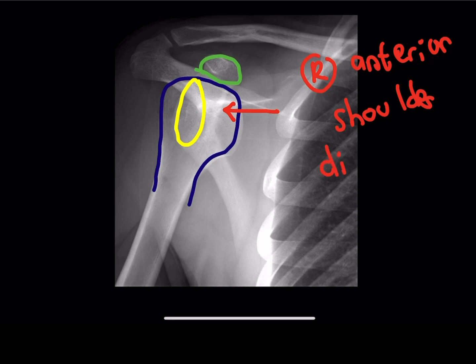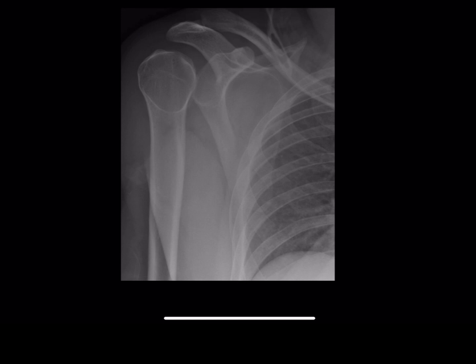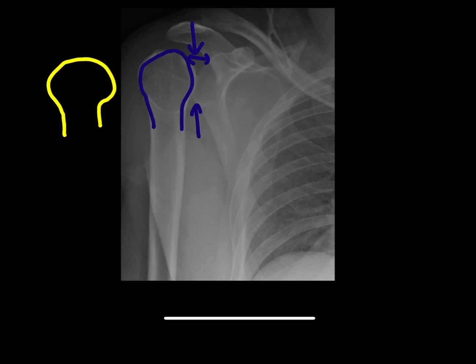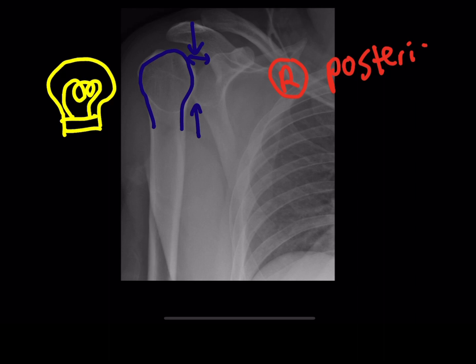This dislocation is usually associated with a Hill-Sachs defect or Bankart lesion, so don't forget to look for these abnormalities. Now we have a look at another shoulder radiograph. In this radiograph, we see that the glenohumeral joint is widened and the humeral head has a more rounded light bulb shape. So this patient has a right posterior shoulder dislocation.